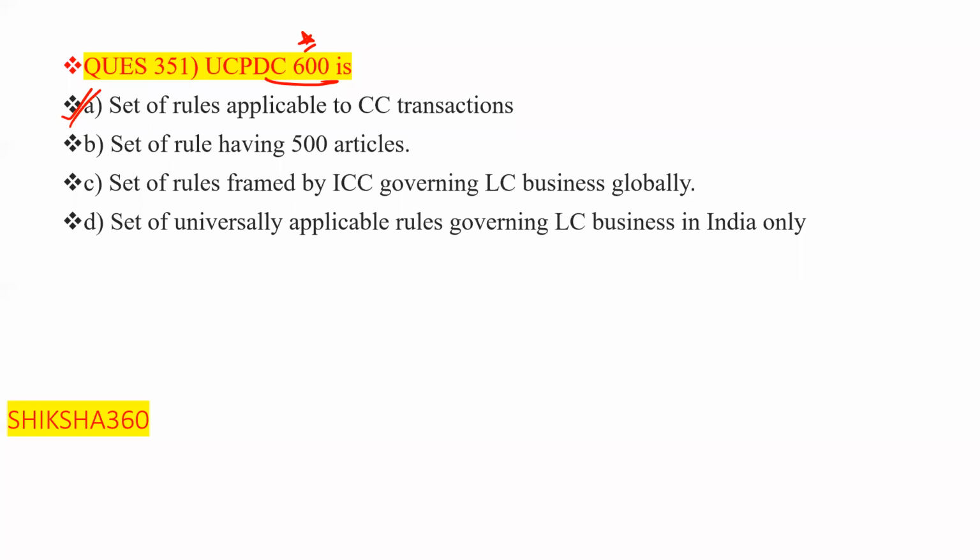So what is the correct answer for 351? It is option C. UCPDC 600 was implemented from the 1st of July 2007, and it is a set of rules framed by the ICC governing LC business globally. So option C is the answer here.